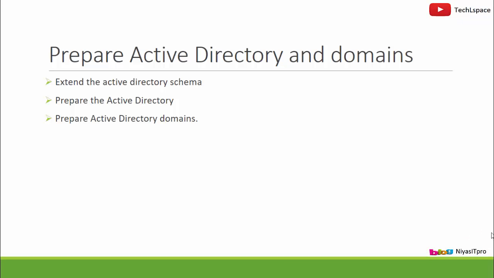Once you complete the prerequisites installation, the next step is to prepare Active Directory and the domain. Exchange server needs Active Directory prepared so that it can store information about users' mailboxes and the configuration of Exchange servers in the organization. There are a couple of ways you can prepare Active Directory for Exchange. The first is to let the Exchange 2016 setup wizard do it for you.